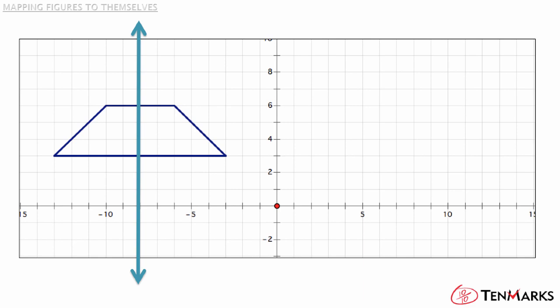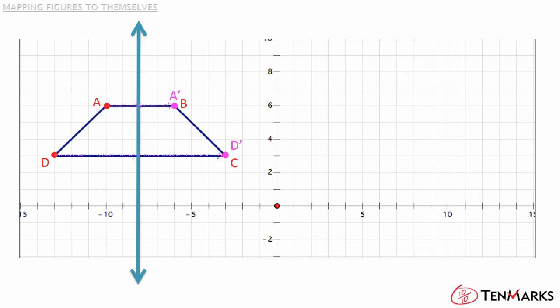Perform the reflection the same way. First, label the vertices. Start with vertex A. Find the distance to the line of reflection and then travel the same distance on the other side to place the reflected point. Notice A' ends up on top of point B, and D' ends up on top of point C.